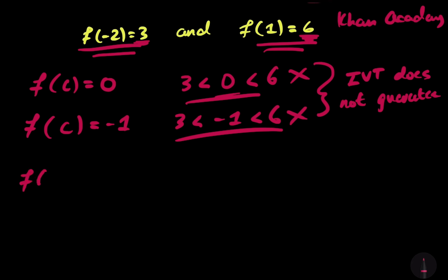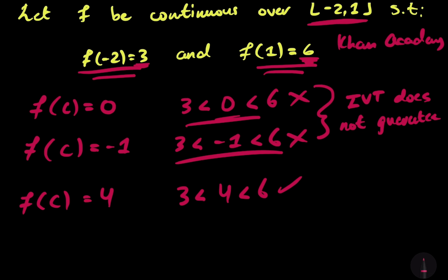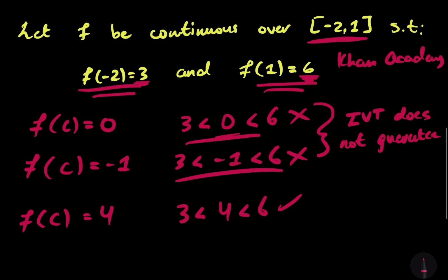However, for example, if we chose f of c to be equal to 4, then by the intermediate value theorem, we know that 4 is contained within the interval from 3 to 6, so that does hold true. So the intermediate value theorem does guarantee that at some c value, regardless of what that c value is, we don't really know what this function is like or what the function's equation even is, but we do know that at some point within the interval from -2 to 1, there is a certain c value that will make our function equal to 4.